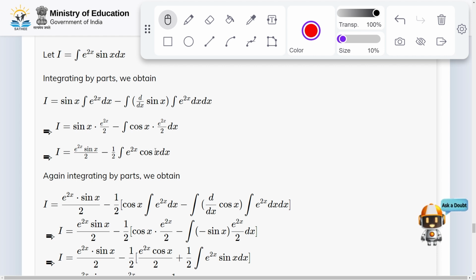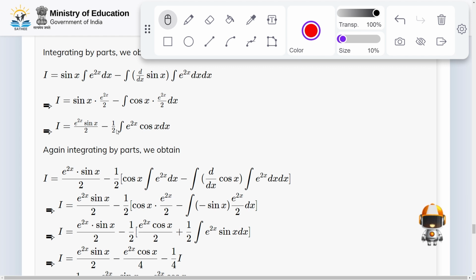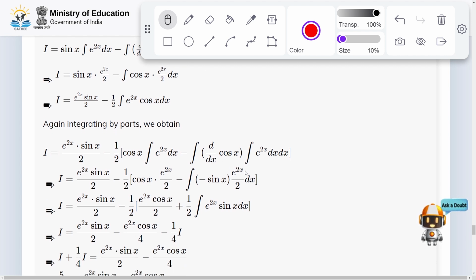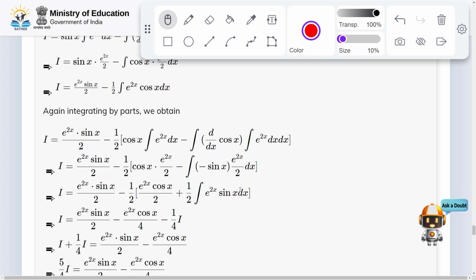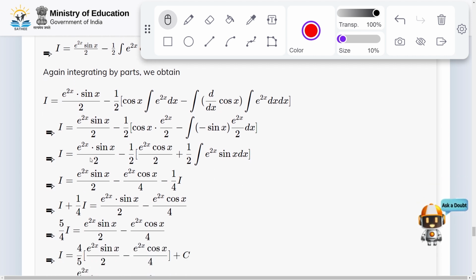Now use by parts again for this integration. So the first function will be cos x. First function as it is, integration of this will be e^(2x)/2, minus the differentiation of this, which will be minus sin x, and the integration of this will be e^(2x)/2. Now this will be your I. Observe this: it can be rewritten as plus half of the integration of e^(2x) sin x dx.